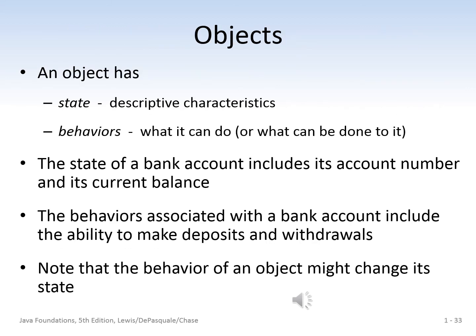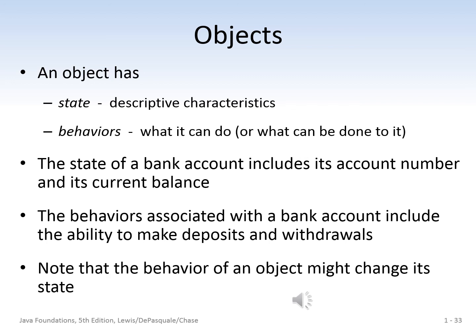An object has two main components, state and behaviors. The state is the descriptive characteristics or the data associated with the object, and the behaviors are what it can do or what can be done to it. And those are typically what we call member functions, which were covered in the prerequisite class, CSC 121.